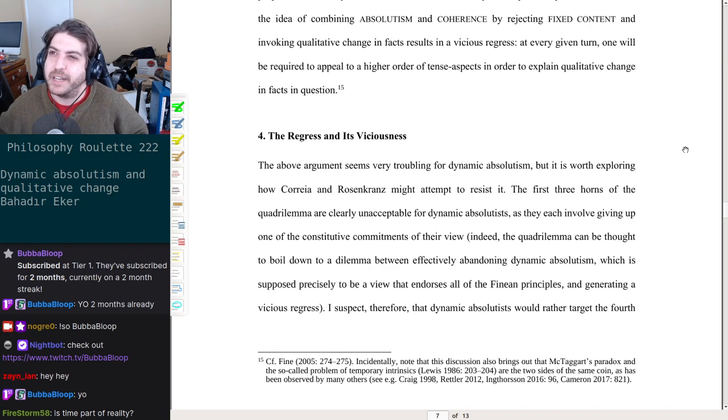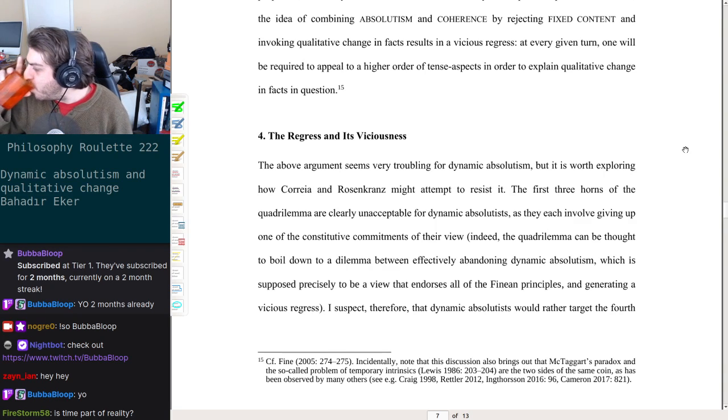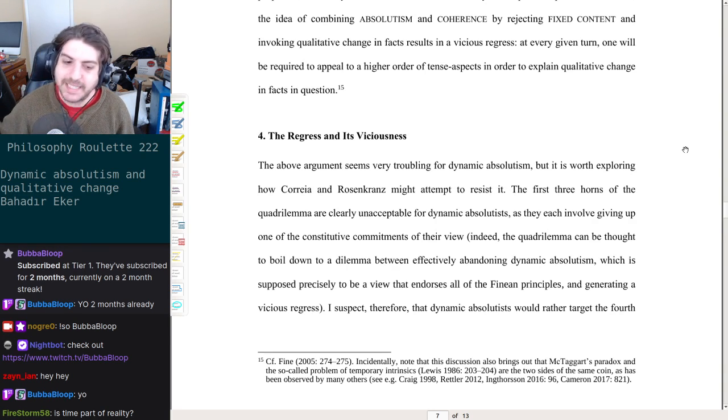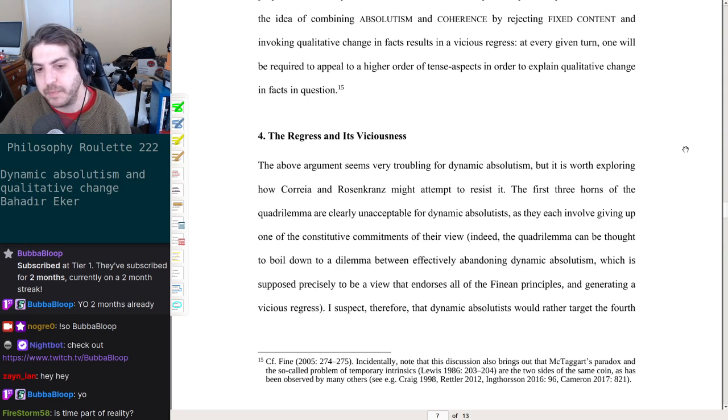Like, how can you separate it out? I don't know. But that's exactly what they're doing here. They're separating it out by allowing it to be dynamic. That's how they're changing things. Okay, continuing. The regress and its viciousness.